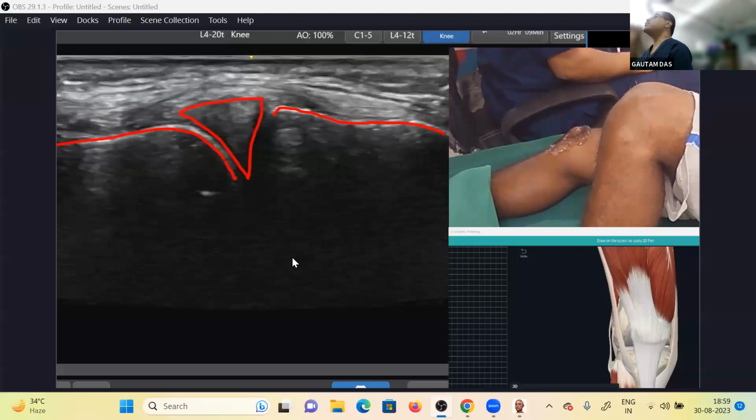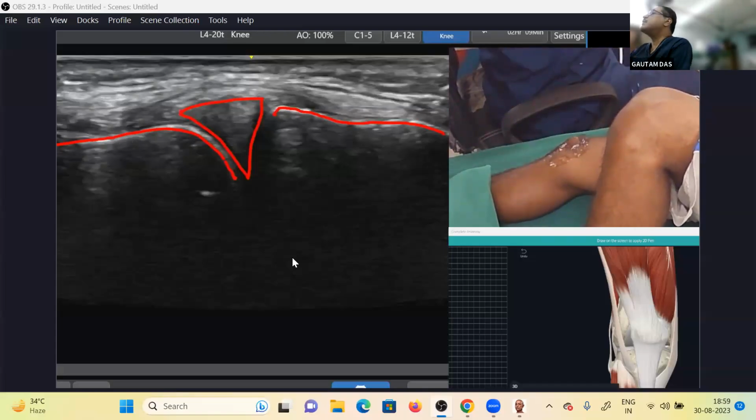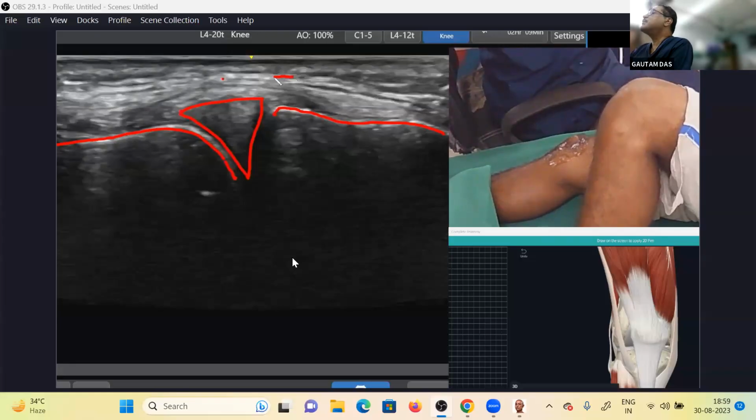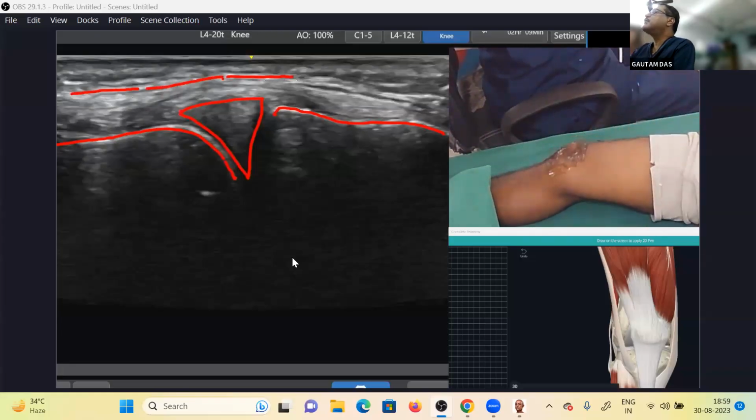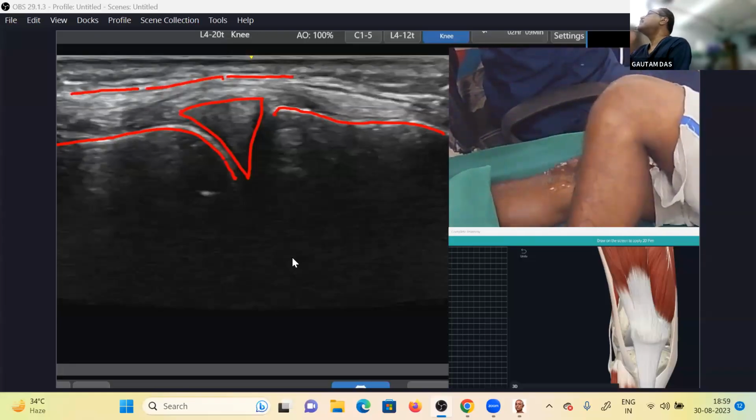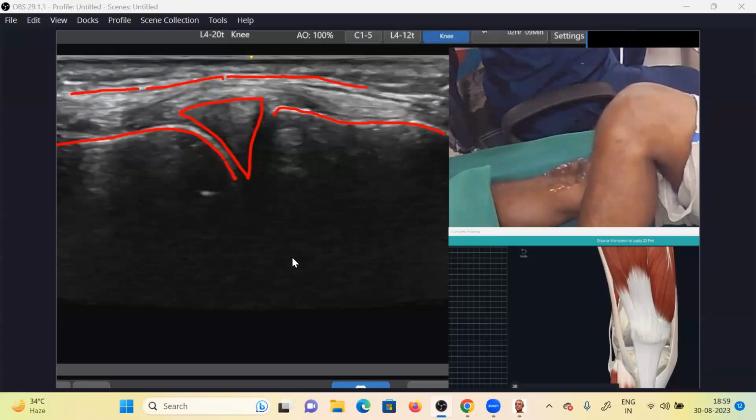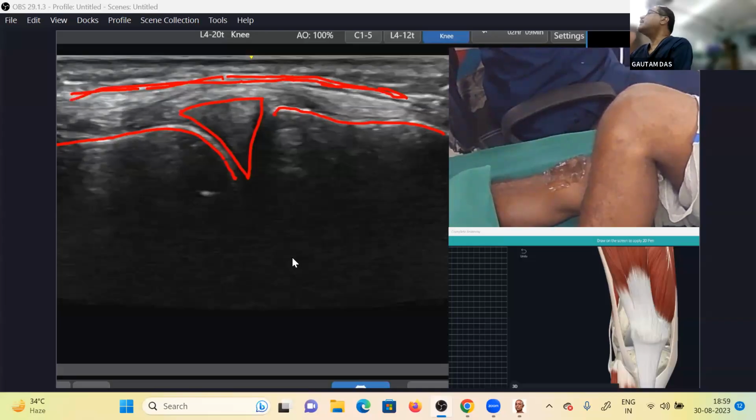And here also you try to see the three layers very nicely seen. So the most superficial layer, this one. What is this layer? Retinaculum. Very good. After that, there is another layer, this one.